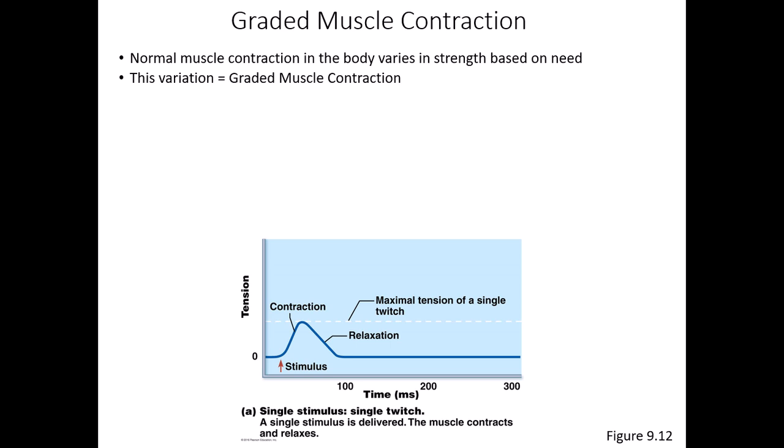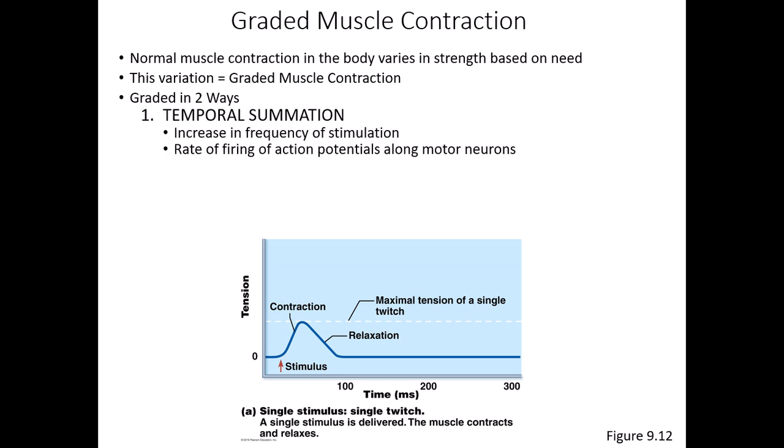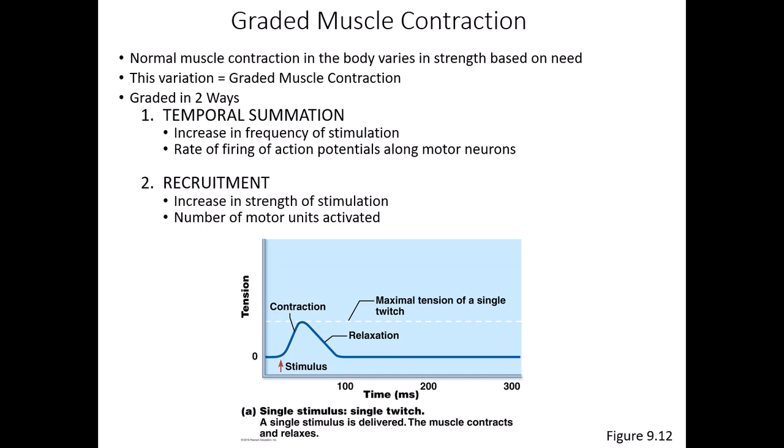And so these graded muscle contractions are going to really be what your body demonstrates. And so that grading, that kind of variation that occurs as necessary depending on the muscle and the situation and the load, right, occurs in two ways. So graded muscle contraction occurs through what we call temporal summation and through what we call recruitment.